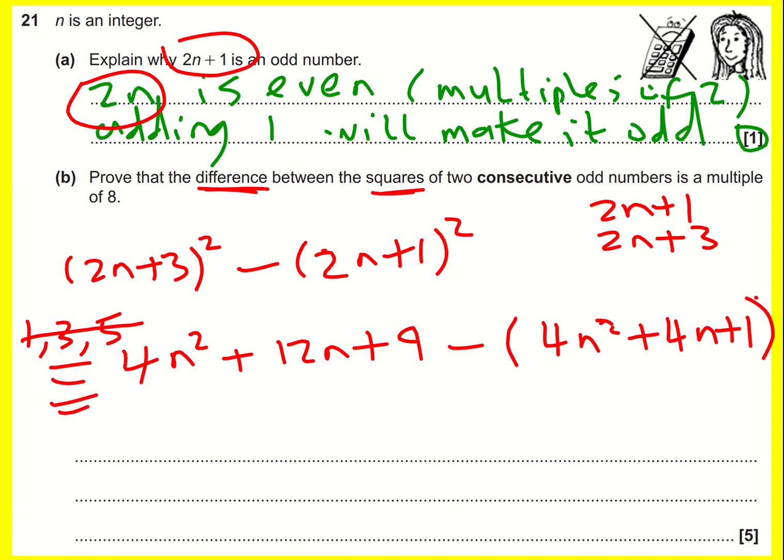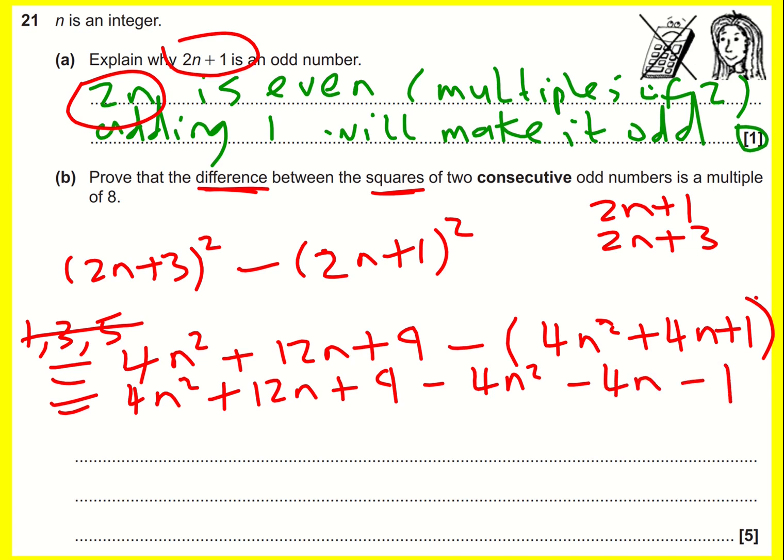Hopefully you have. Let's just show an extra step. 4n squared plus 12n plus 9 minus 4n squared minus 4n minus 1. These cancel out. I'm going to be left with 8n plus 8. You could say each term is divisible by 8, so we're all good. The best thing to do, however, is just to factorize out the 8.